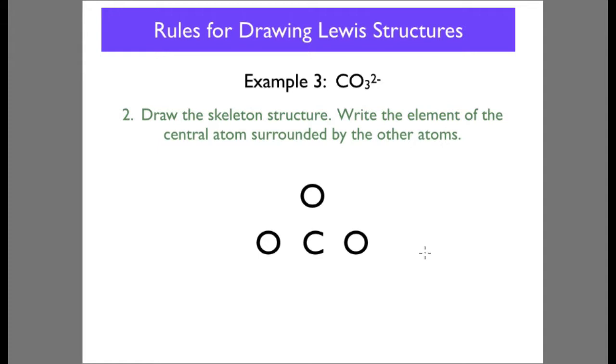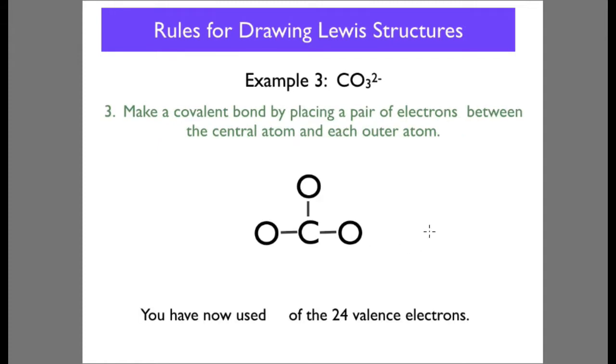Step 2. Draw the skeletal structure. Write the element of the central atom surrounded by the other atoms. Carbon there, surrounded by the oxygens. Step 3. Make a covalent bond by placing a pair of electrons between the central atom and each outer atom. There we go. We've got bonds now. So 1, 2, 3, 4, 5, 6 electrons involved there.